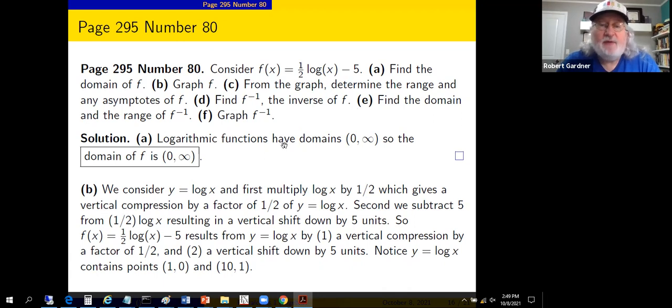Then we need to subtract 5. Subtracting 5 is equivalent to a vertical shift down by 5 units. So we'll start with y equals log x. We'll compress by a factor of 1/2, and then we'll shift down by 5 units. Some key points are (1, 0) and (10, 1) on the log base 10 function, the common log function.